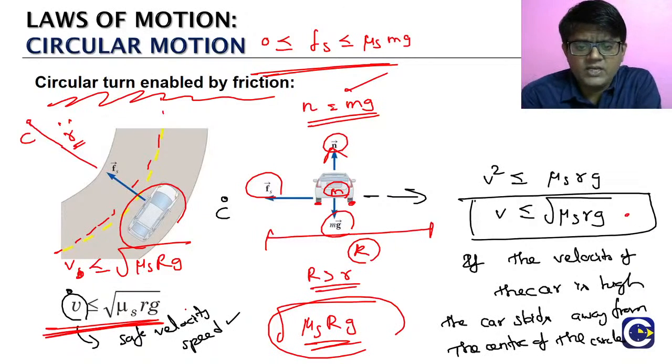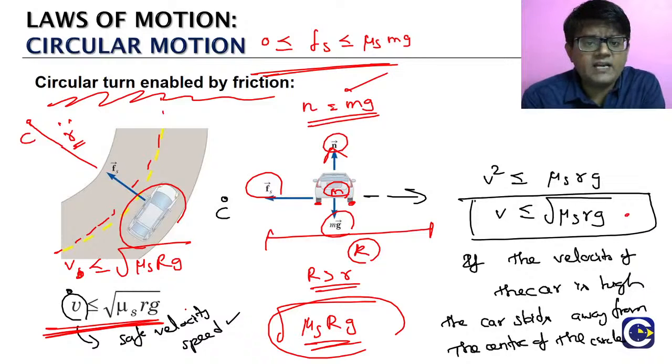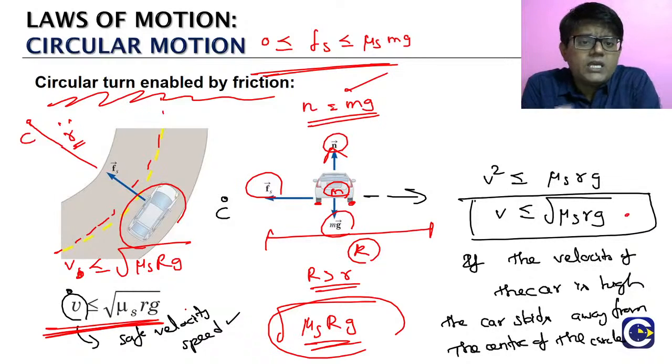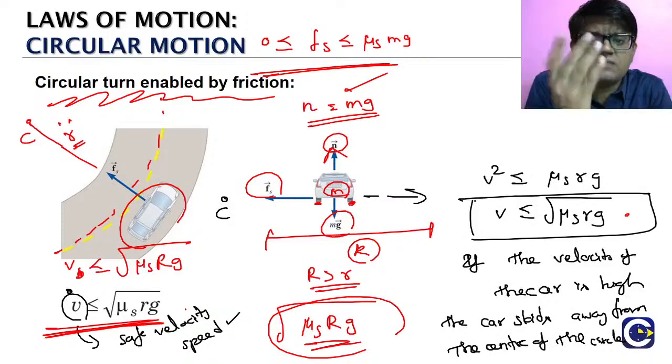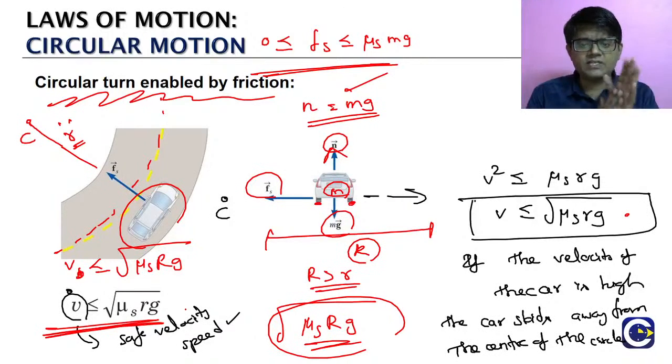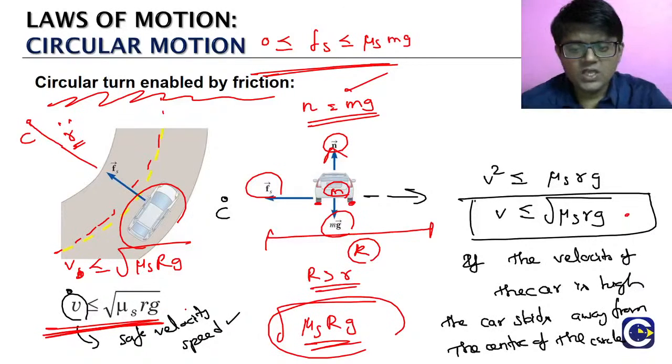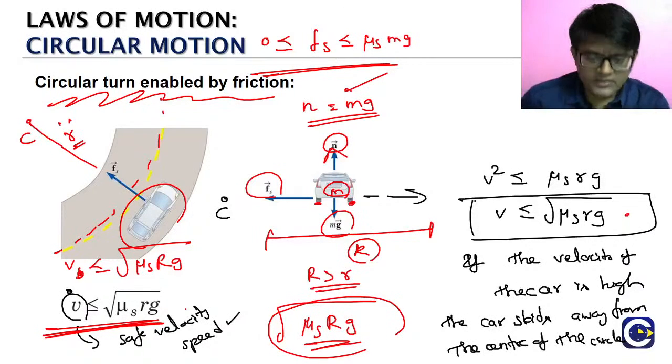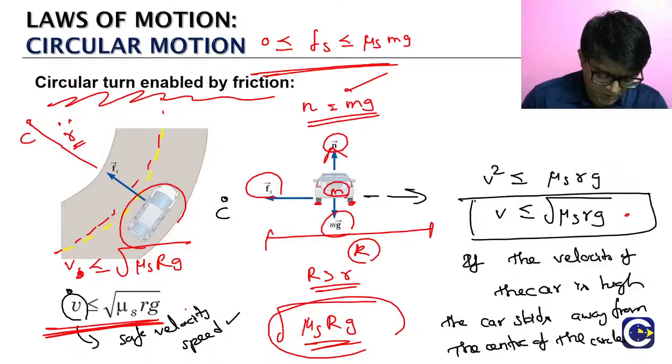If the friction between you and the surface of the seat is sufficient, what happens? You will be moving away from the center of the circle. So when you move away, what happens? The radius of the circular path will be increasing. Okay, so what is the condition? The velocity of the vehicle should be less than or equal to root of mu s r g. This is the safe speed or safe velocity formula.